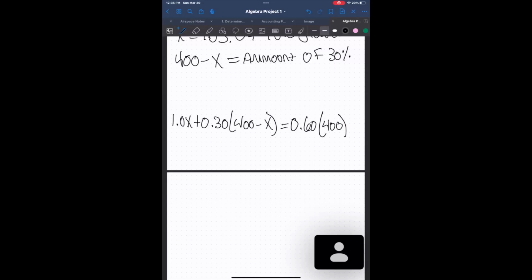400. Okay, so that's going to be our equation. Now we're going to solve for x. I'm going to calculate the right-hand side first. So we're going to bring these in. We want just one. We want to know exactly what these pieces are.